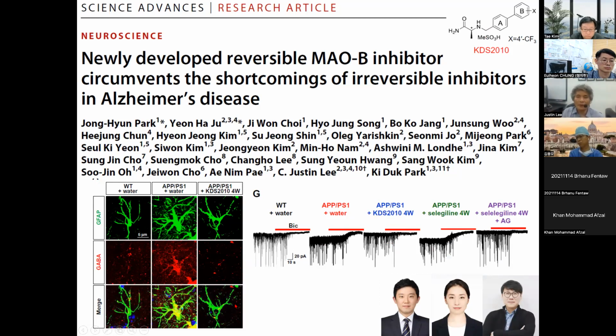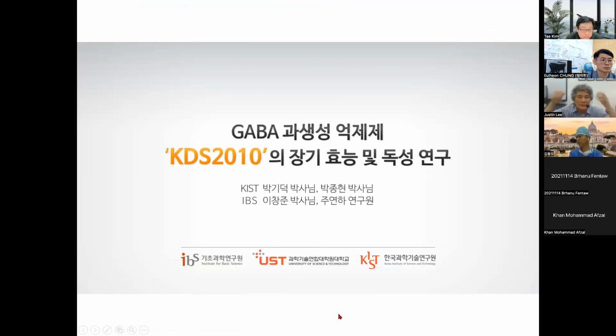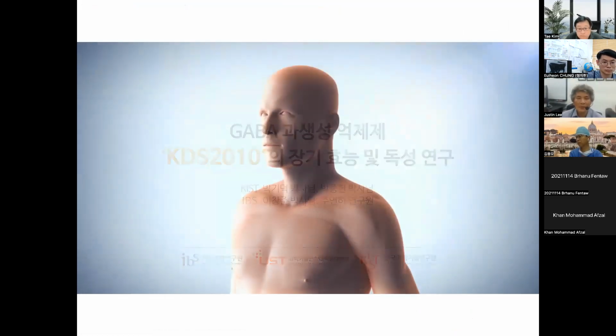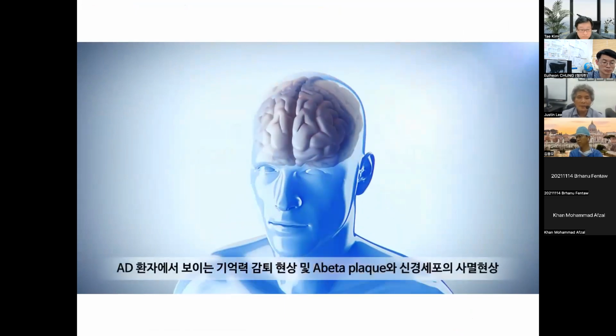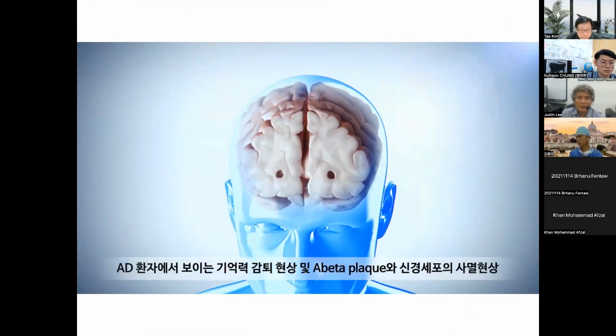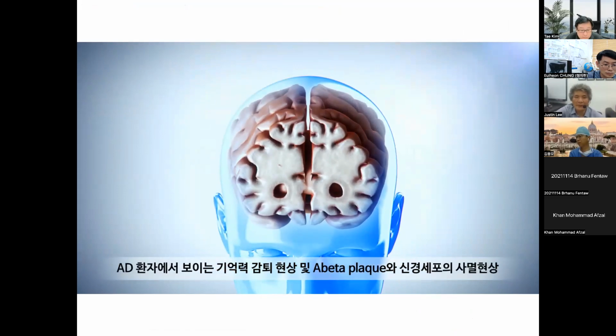So this was a very powerful drug that we could use as a drug that inhibits the astrogliosis or reactive astrocyte and also GABA production. So this is the video of how this reversible MAO-B inhibitor was developed, and the effect of this MAO-B inhibitor.